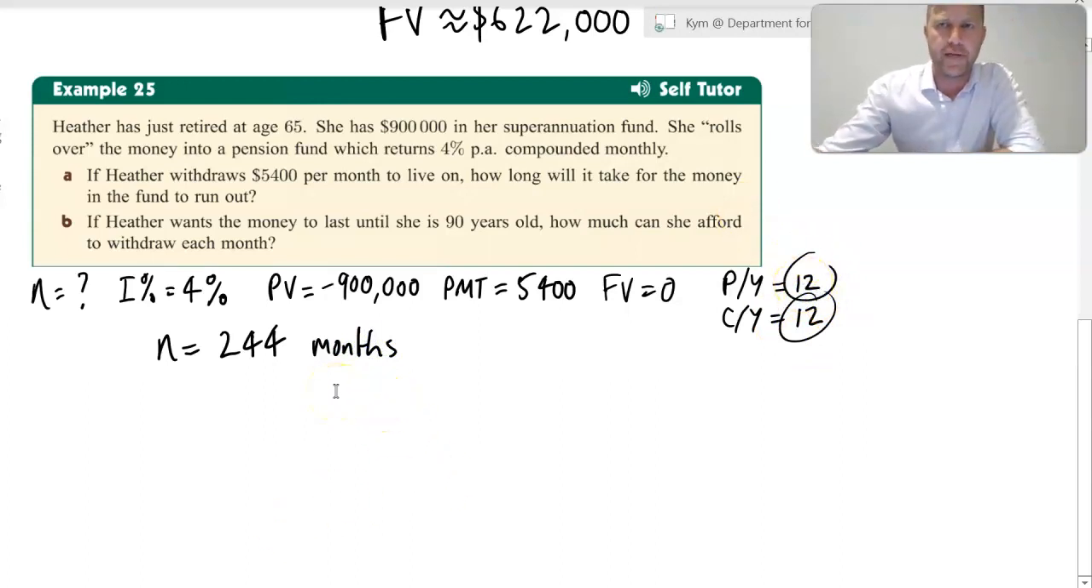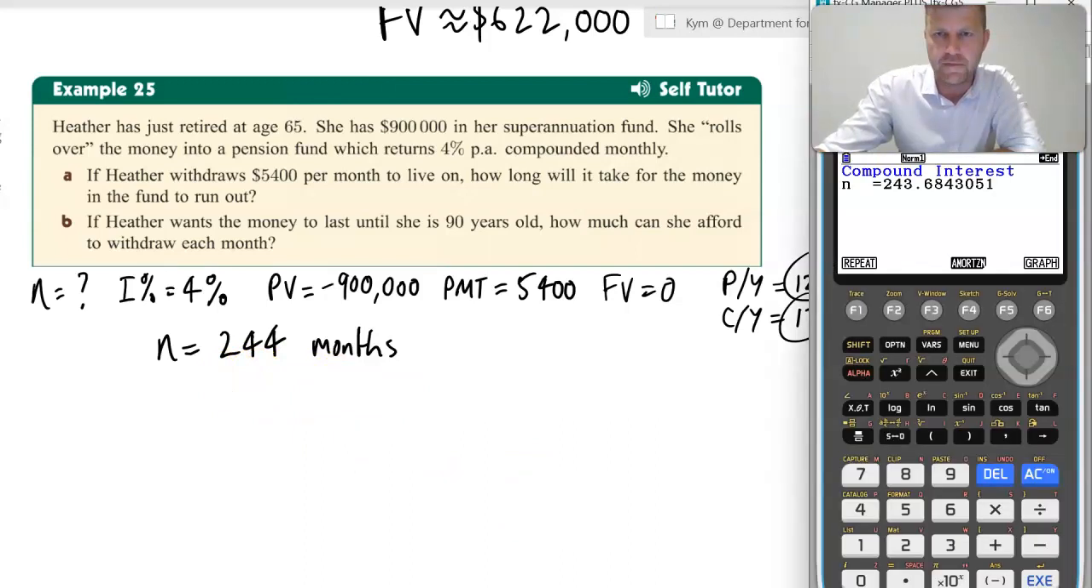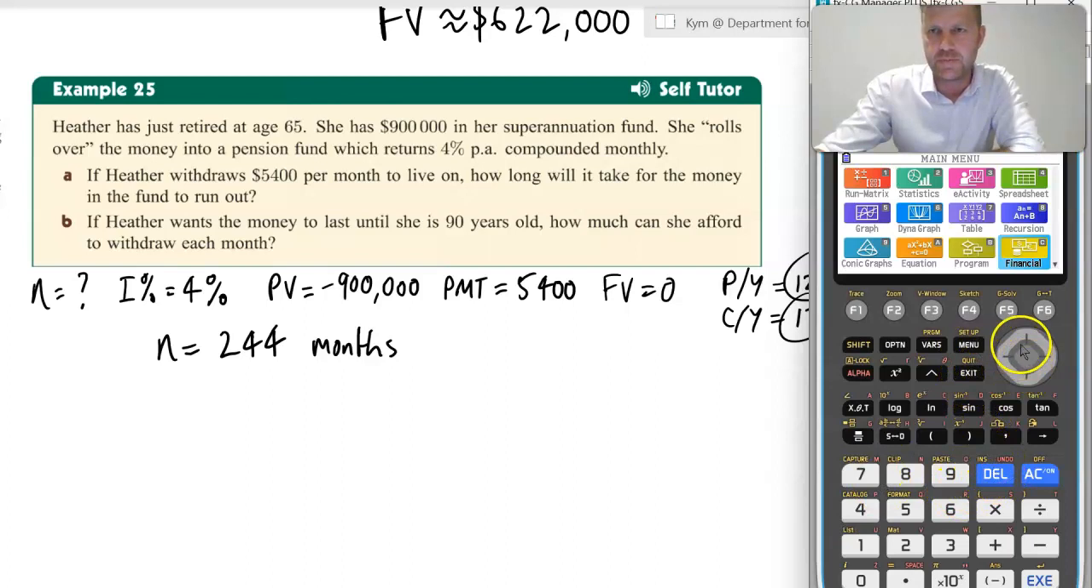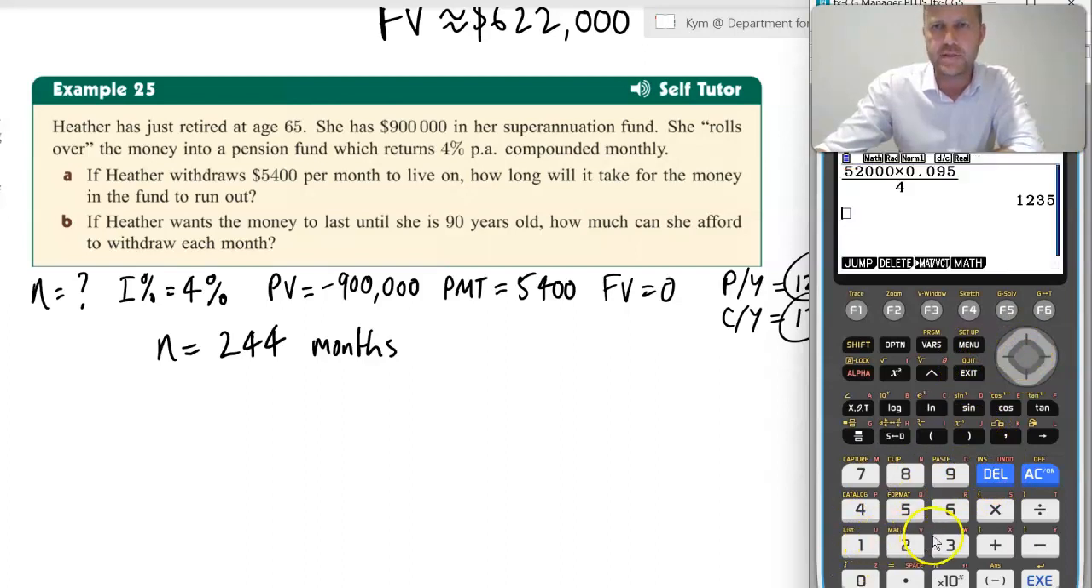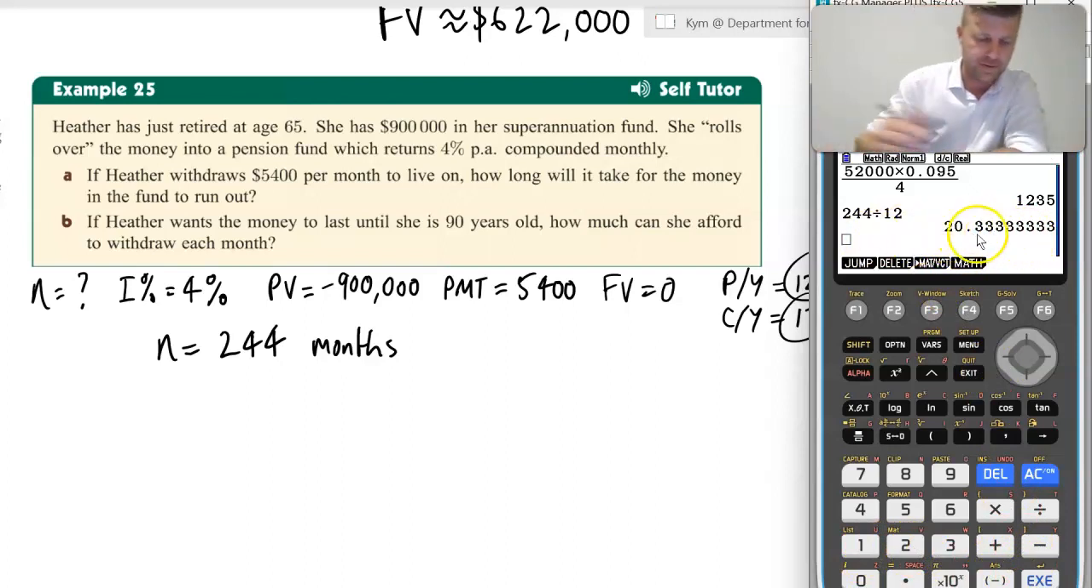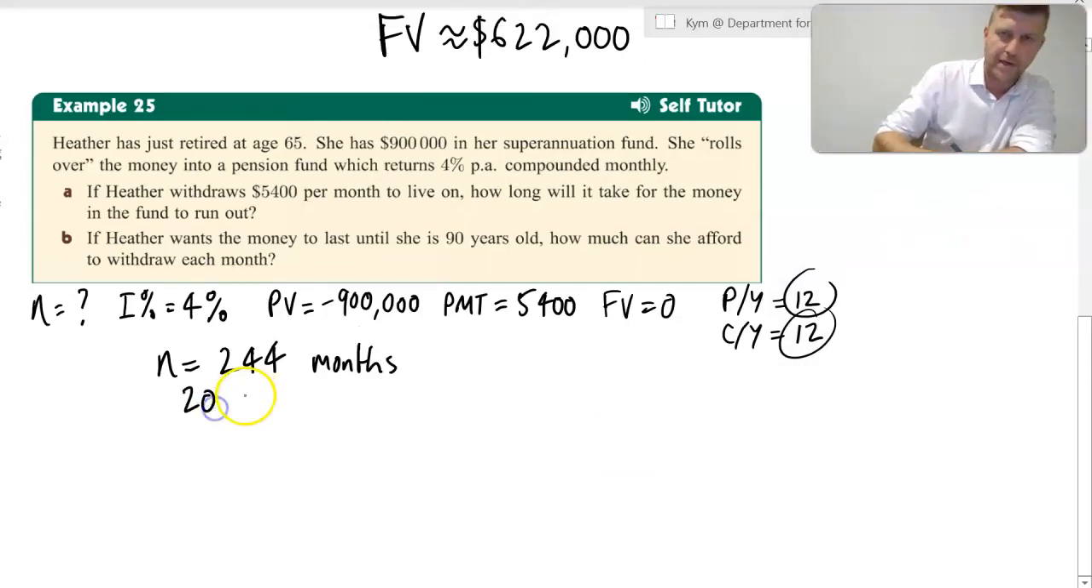So it's probably more appropriate to give our answer in years. So we could divide 244 by 12. Good way of doing that. 244 divided by 12 will tell us how many years. It's 20.33 years, or in this case, it's actually quite nice because it's 20 years and a third.